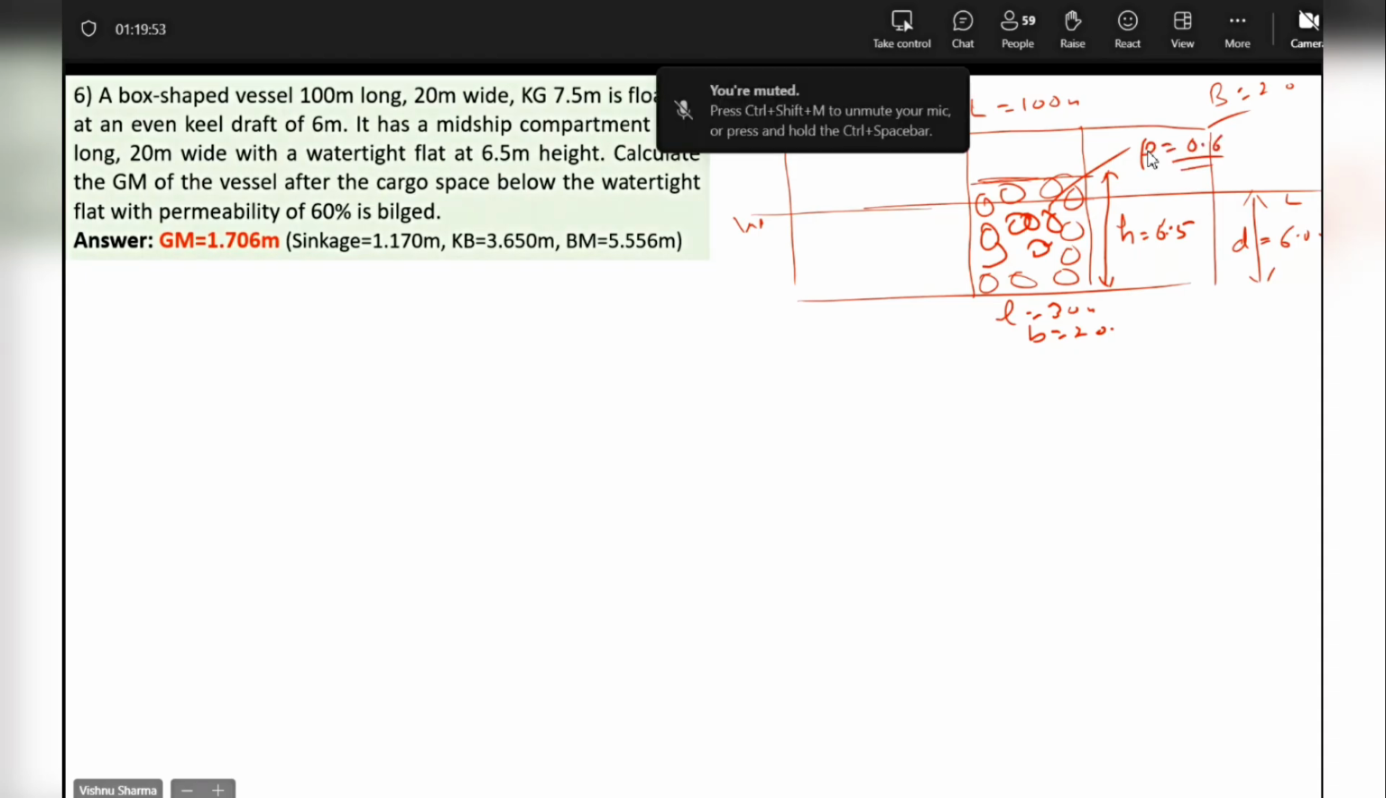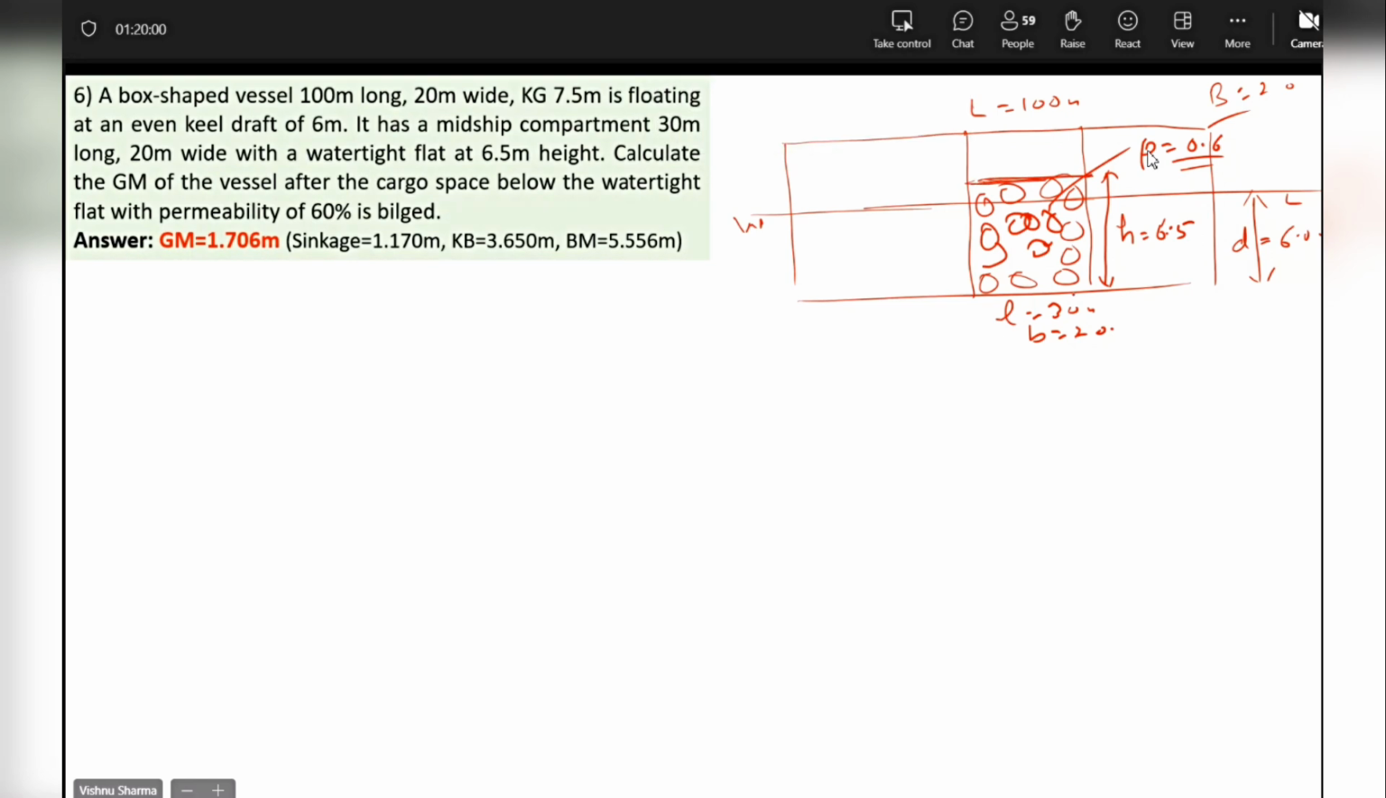Now the problem is I am hit with a watertight flat which is above WL. If it was below WL, then there was no concern. If it was not there, then there was no concern. Problem is I'm hit with this problem now. And so I'll have to first calculate the lost buoyancy. Lost buoyancy would be this shaded up to W1, L1.